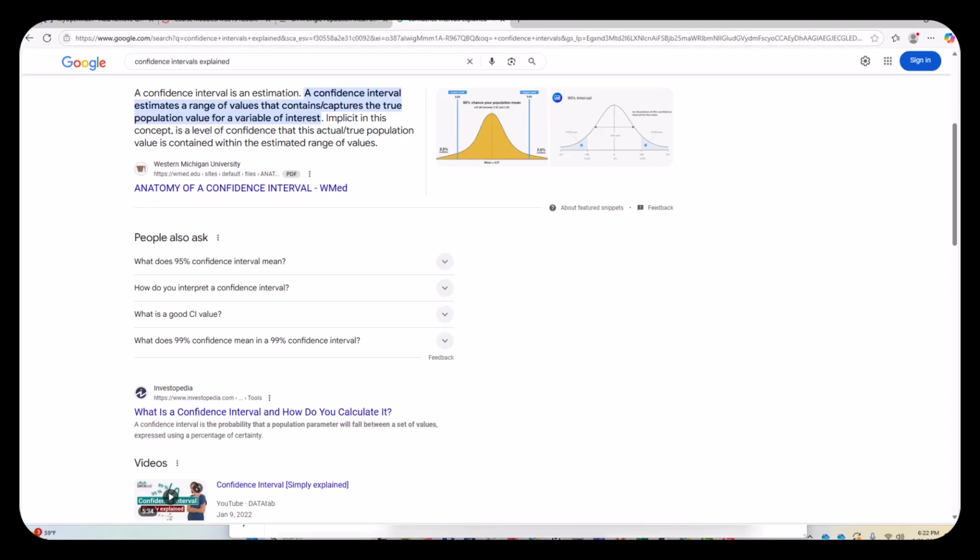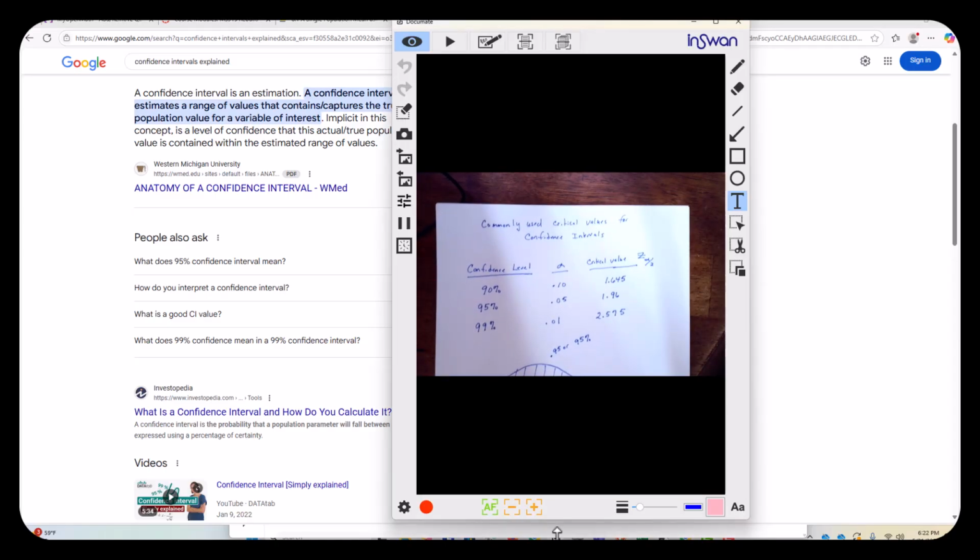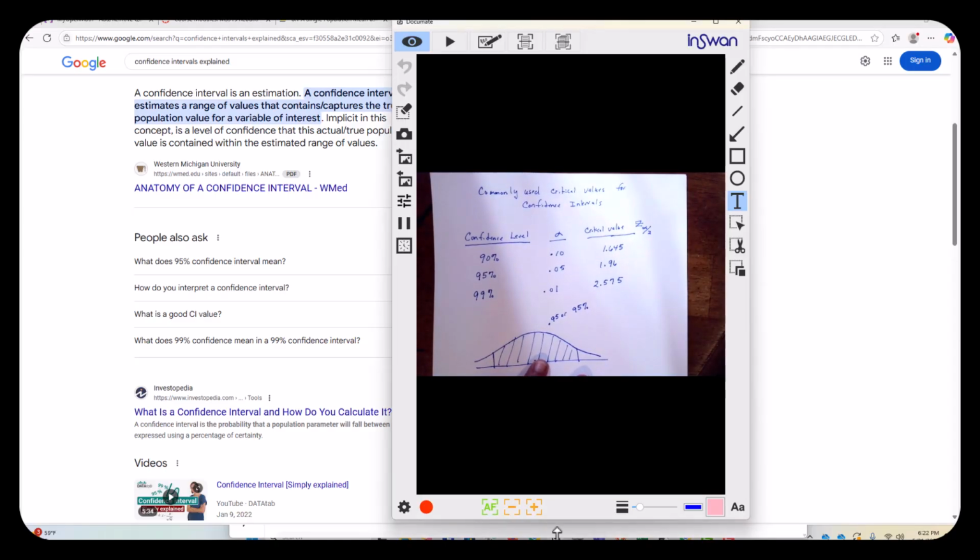So I do have the most commonly used confidence interval levels, the critical values. So you're going to be using a z sub alpha over 2 in your formulas. But I'm going to show you that, but we're going to be using technology to calculate these.